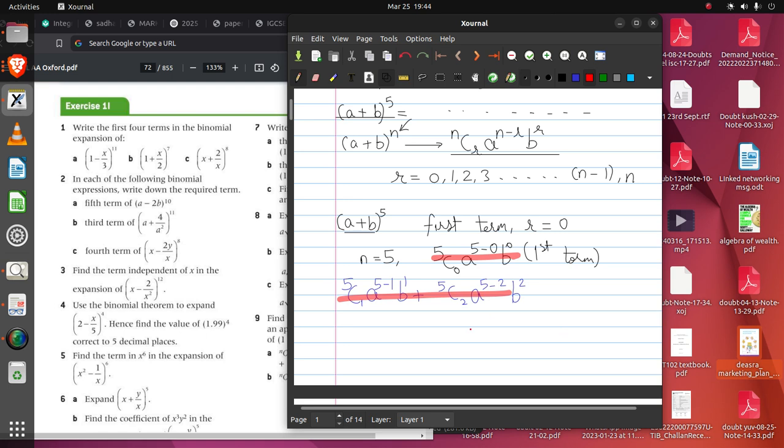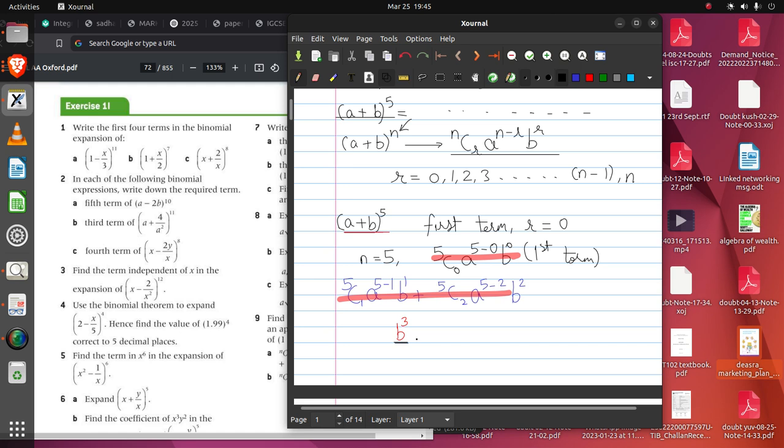But if I want a particular term, for example, in this expansion when the power of b is 3, then the first task would be identifying which term in the expansion this is. So I'll take that example.